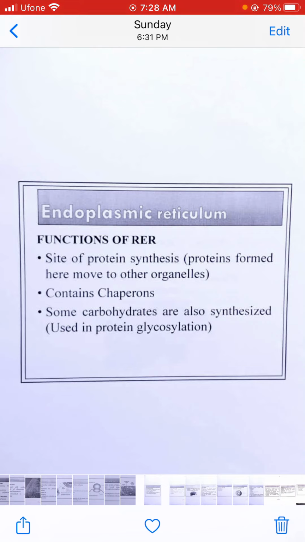and protect the protein. Some of the carbohydrates are also synthesized in protein glycosylation. These glycosylations are the signals which are going to be attached with the proteins, where they are going to function later on. So first of all, in rough endoplasmic reticulum, the proteins are synthesized, they are protected, and they are being labeled with different signals to be directed to different tissues for their functioning.